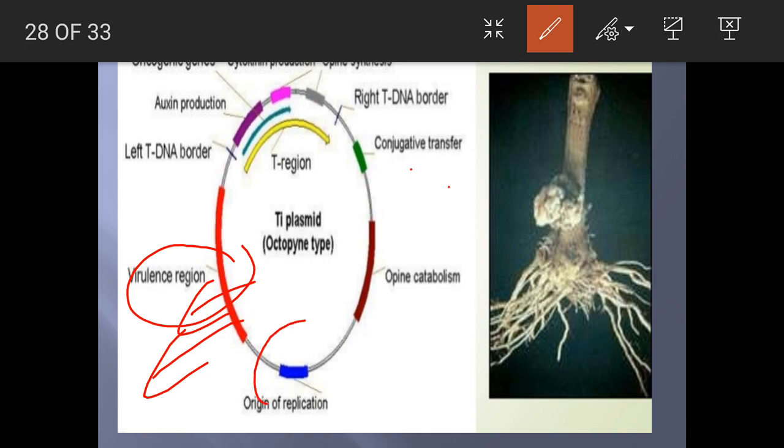And the other region which you find here is the ori. As usual, we know very well the function of the ori, as all plasmids must have an origin of replication.